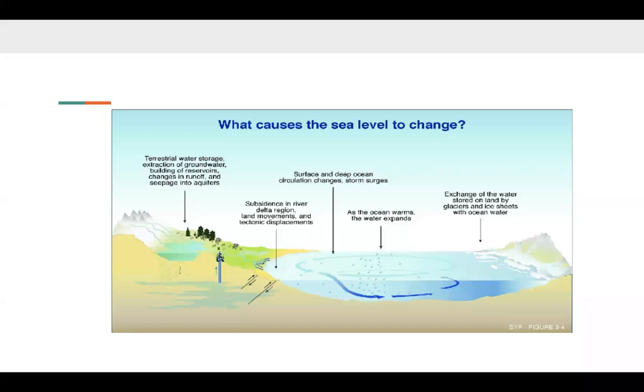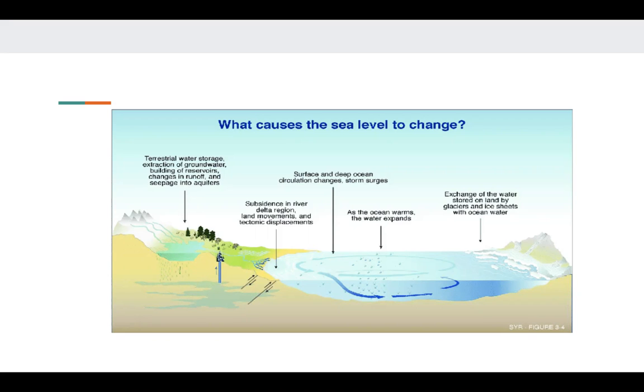This can lead to flooding and subsidence in river delta regions, land movements, and tectonic displacements. So a tectonic displacement may be a tsunami. I don't know if you guys have ever heard about tsunamis, but they result in a large amount of water displacement. They can cause a lot of flooding, and even though it's not permanent flooding, it still displaces a lot of water. And then lastly, terrestrial water storage. Terrestrial just means on Earth. This can be extraction of groundwater or water that's stored underground, building of reservoirs, changes in runoff, and seepage into aquifers.